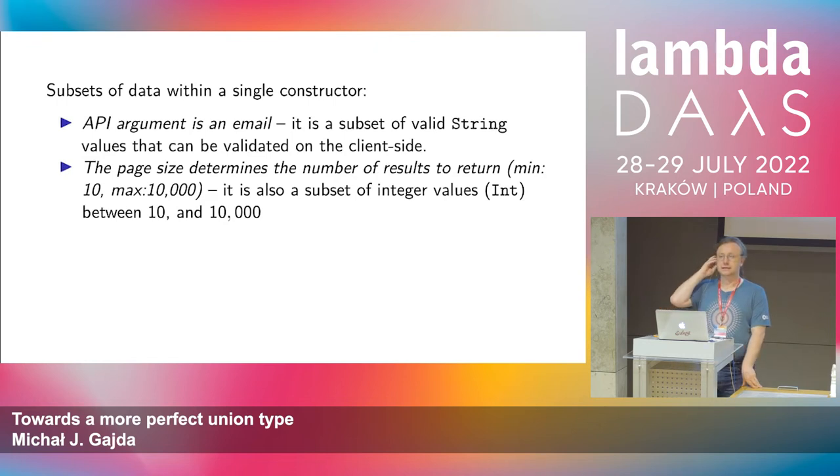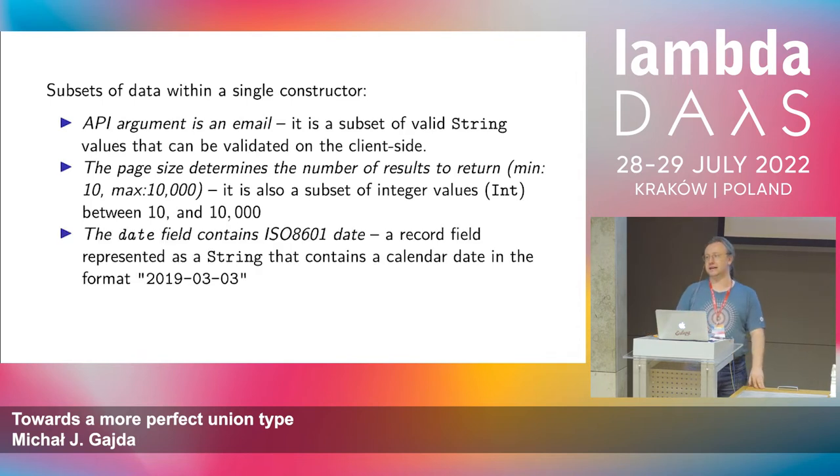The other example is pagination. The page size determines the number of results on the output. It's an integer, and it should be in the range between 10 and 10,000. Another example is a string that contains a correct ISO 8601 date that you can parse, and you should warn when it is no longer a date.